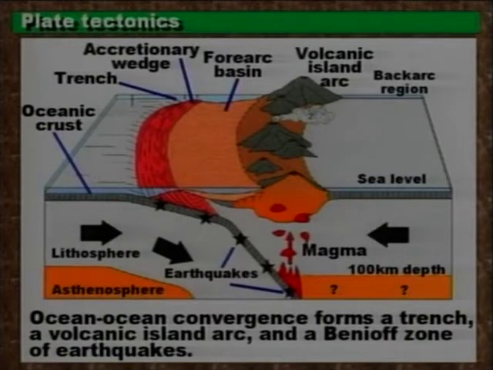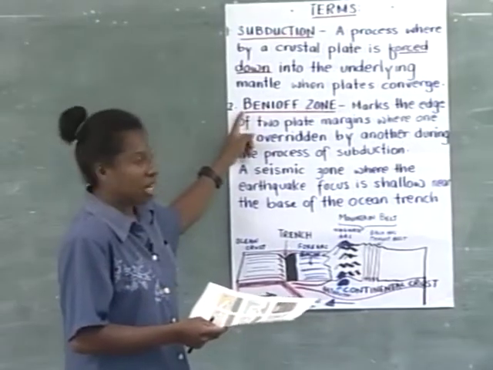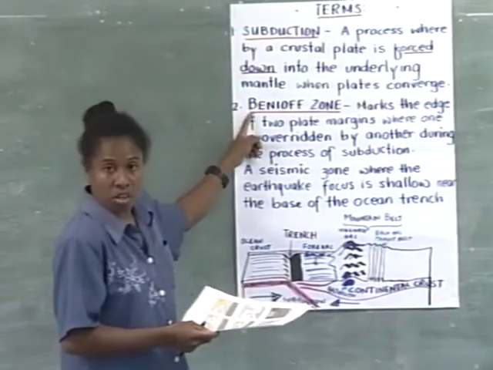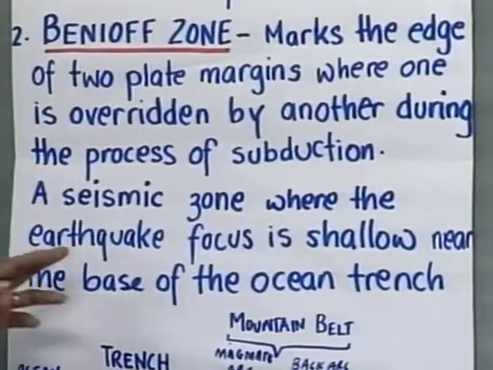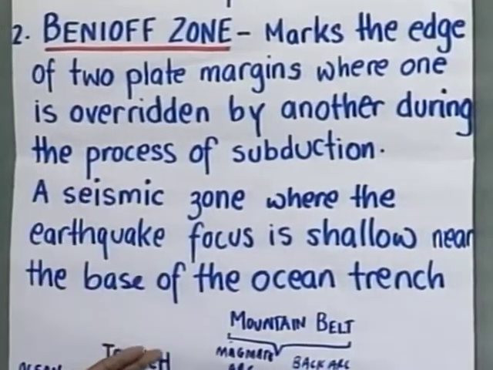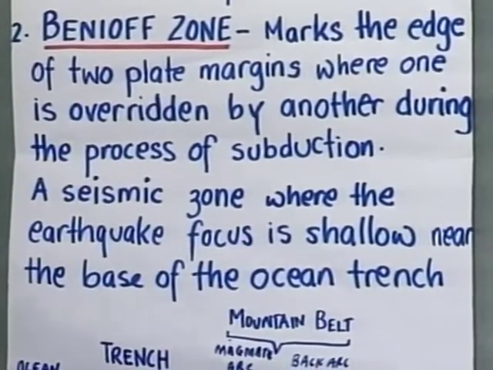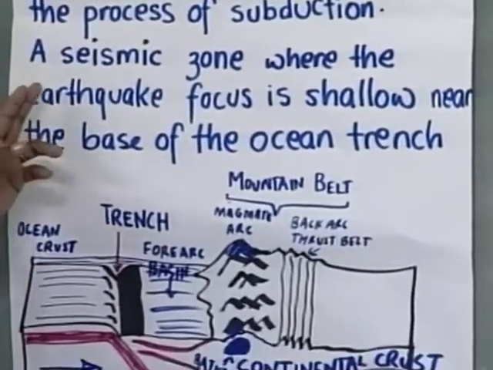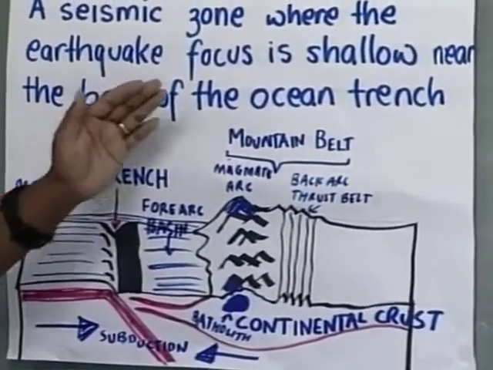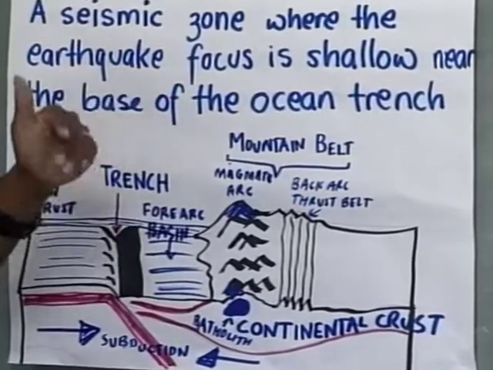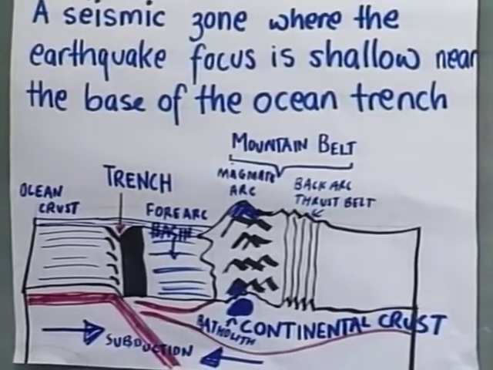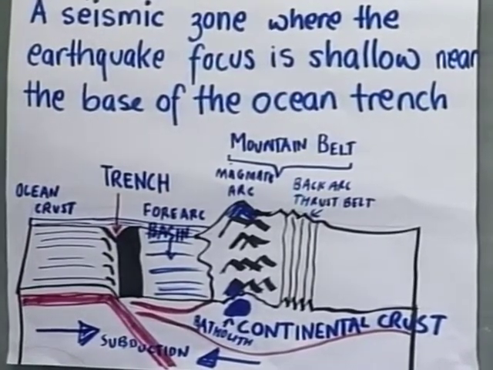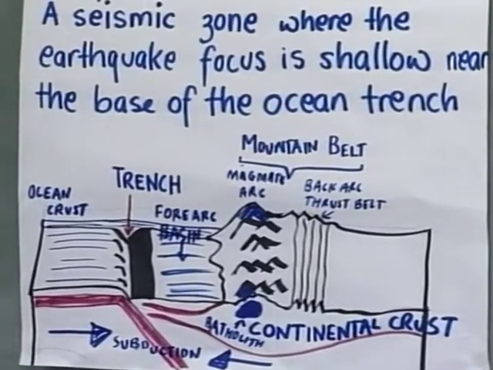Two words we looked at yesterday that I'd like you also to make reference to: the definition of subduction, which we have covered already, and the definition of the Benioff zone, which I explained is simply a seismic zone whereby the earthquake focus is usually shallow near the base of the ocean trench, and then the earthquake focus intensifies as we move towards the deeper part where the plate subducts. I'll explain that a little bit more when we go on to the information on ocean to ocean convergence today.